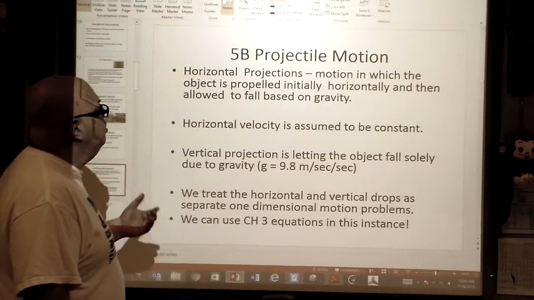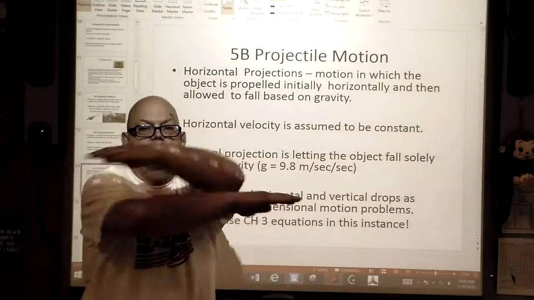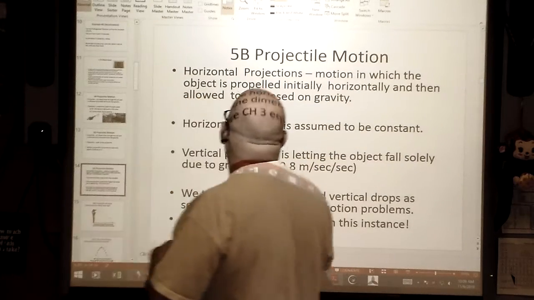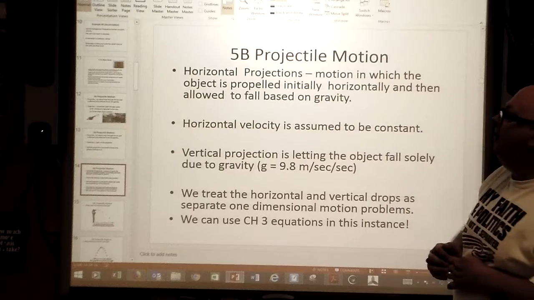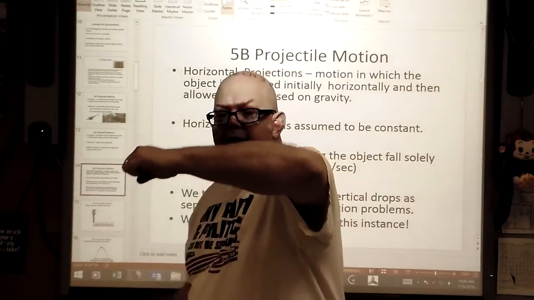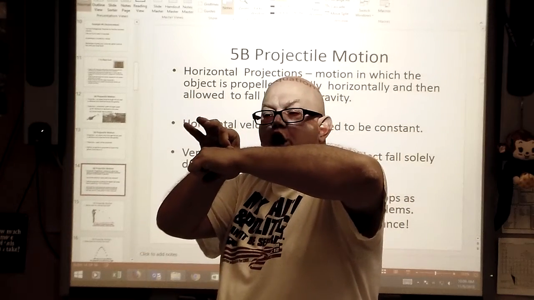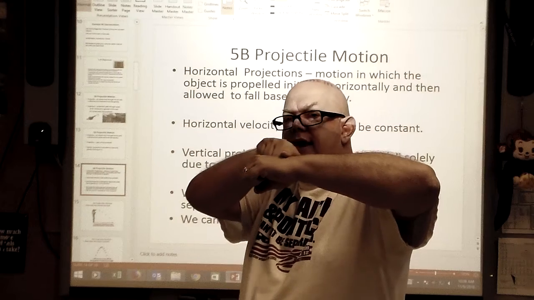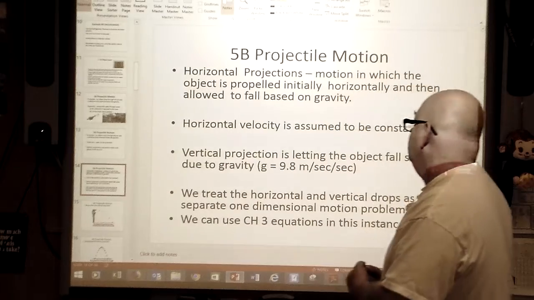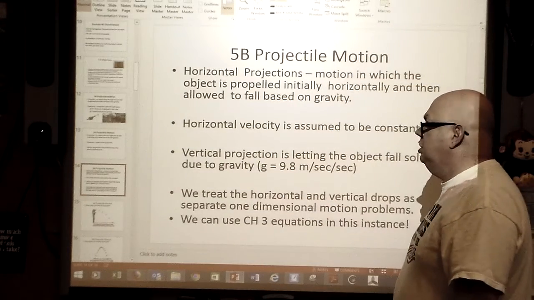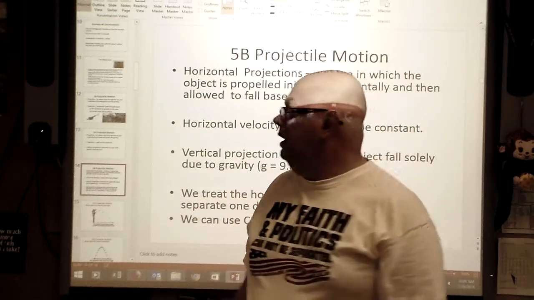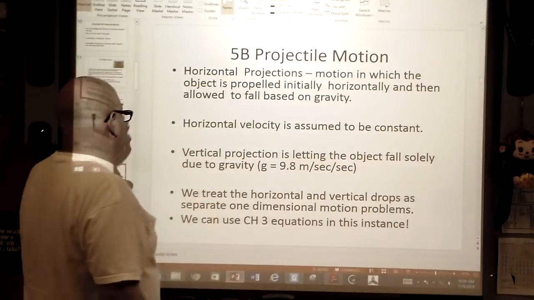So when we look at projectile motion, there's horizontal projection, motion in which the object is propelled initially horizontally and then allowed to fall based on gravity. So if I have a little marble here and I launch it off, it's going to take off a little bit horizontally and then gravity is going to affect it and it's going to drop. Vertical projection, basically the object is falling because of gravity. What goes up must come down.